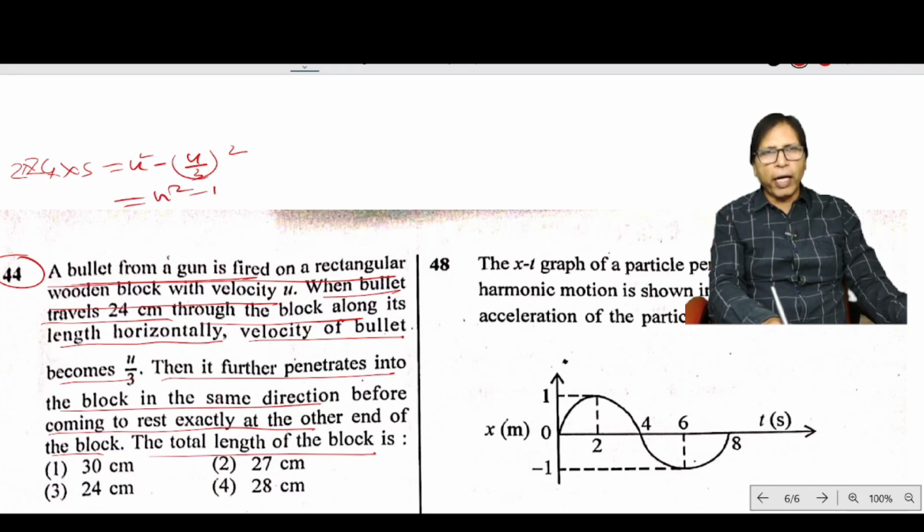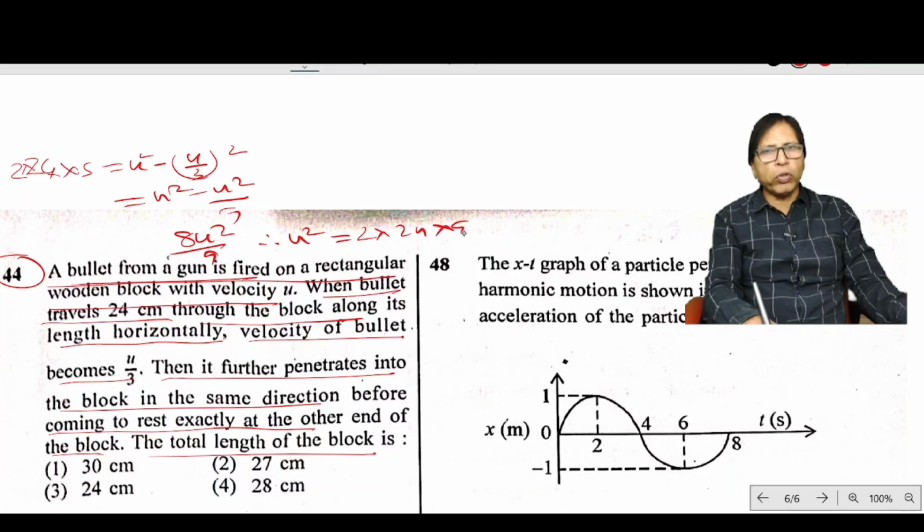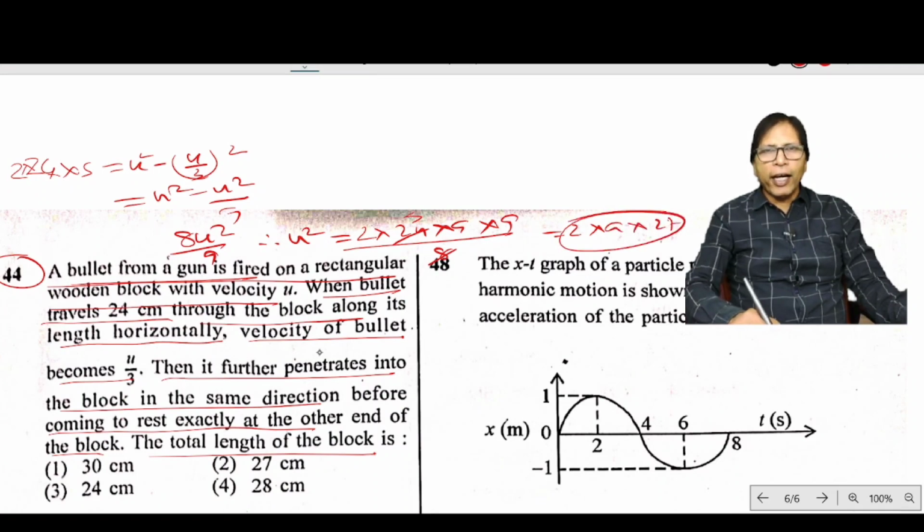This is u square minus u square by 9. So this is 8 u square by 9. Therefore u square equals 2 into 24 into a into 9 divided by 8. This and this, this is 3. So this is 2 into a into 27. Therefore, the length of the wooden block is 27 centimeter. Okay.